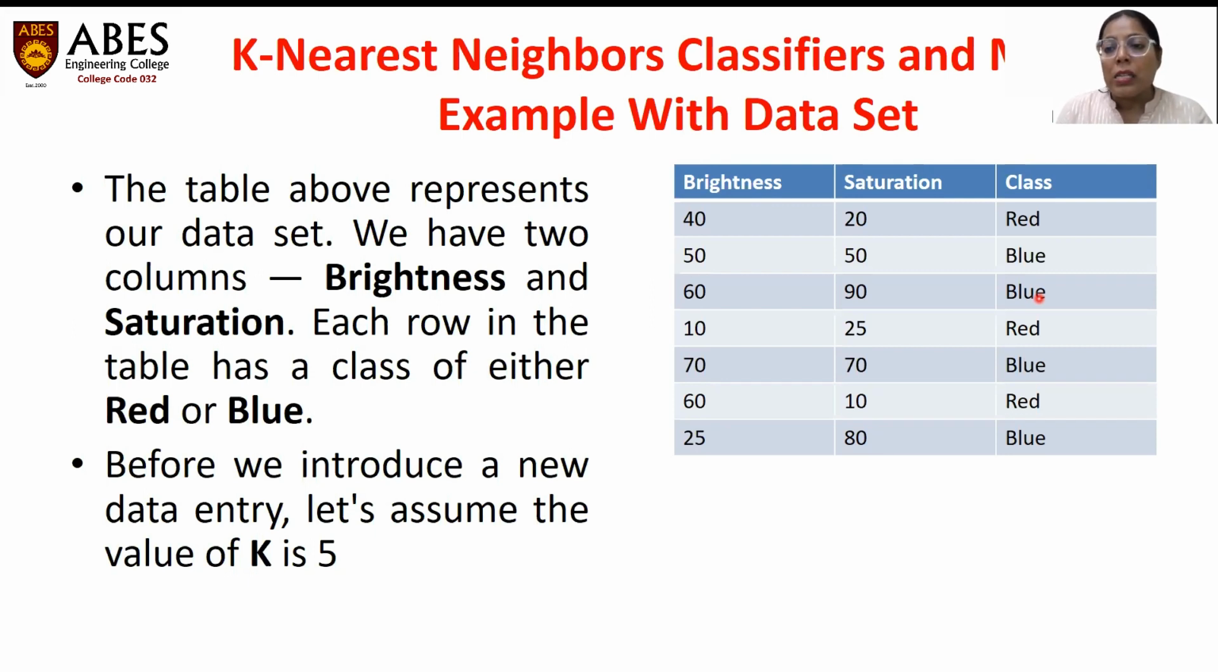As I discussed in part 1, the first step of the KNN algorithm is to assign the value of k. Here you can see that we have taken the value of k as 5. What is k? K is the number of nearest neighbors.